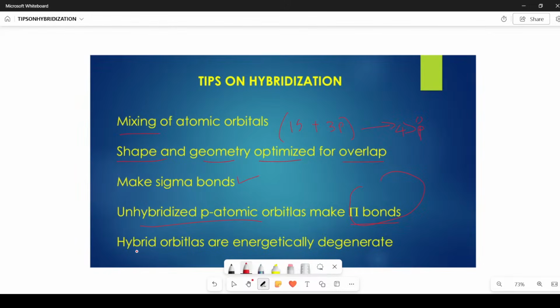The other concept we need to remember is that hybrid orbitals are energetically degenerate. When we say degenerate, they are of equivalent energy, the same energy. As a review, hybridization is a mixing of atomic orbitals. The mixing happens in order to generate optimized orbitals that effectively make sigma bonds. The unhybridized p atomic orbitals in most cases make a pi bond, and hybrid orbitals are energetically degenerate.